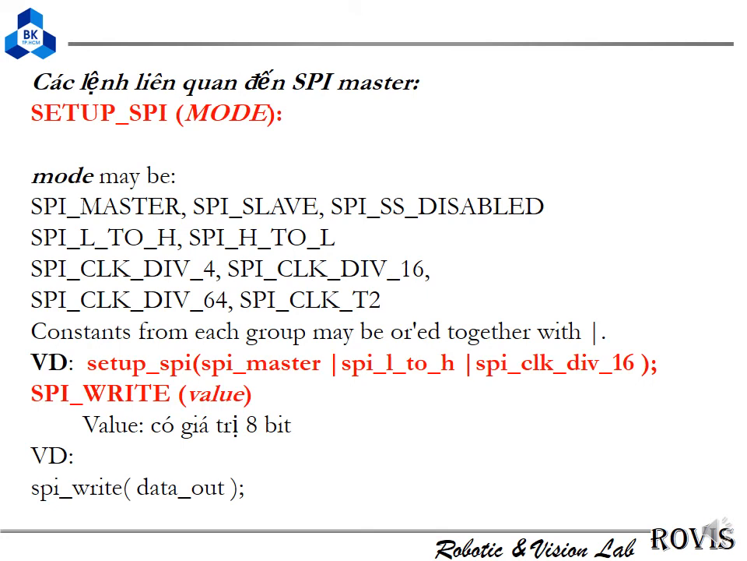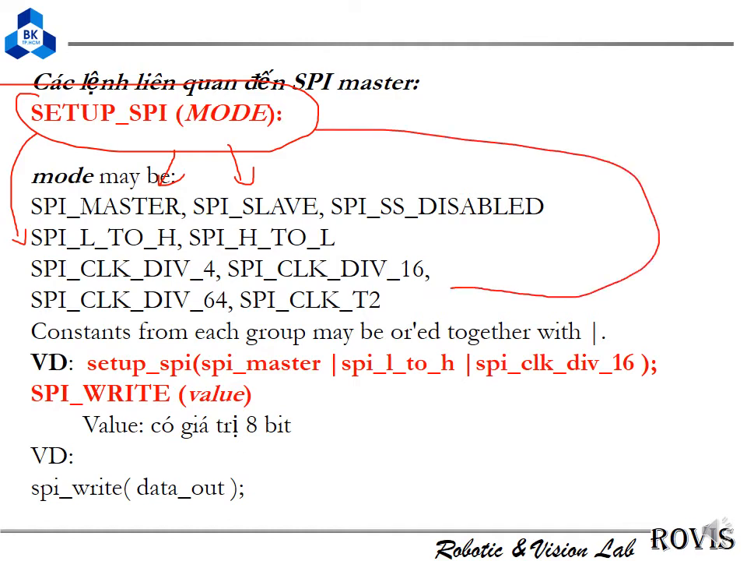And if we don't want to use the registers, we use the CCS C compiler. It's very simple. We just concentrate on some functions. First is setup SPI. Here we can set either master or slave. Okay, and the clock polarity, high to low or low to high, and then we can set the speed for the transmission. Okay, this is the example of the configuration for the transmission.